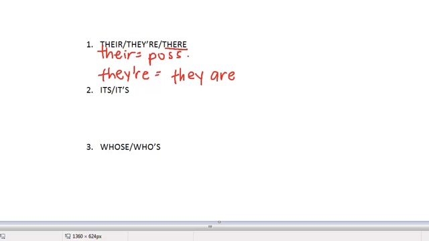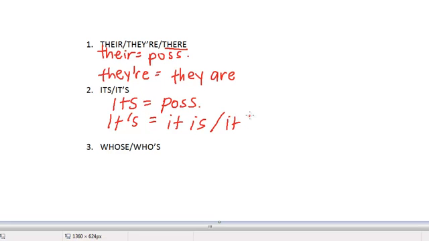The second one is the difference between using its and it's. Here we have the first one, ITS. This is the possessive. For example, the cat wagged its tail. And then the second one is with an apostrophe S, which is a contraction for it is or it has. In this case, the apostrophe has replaced the letter I or the letters H and A.